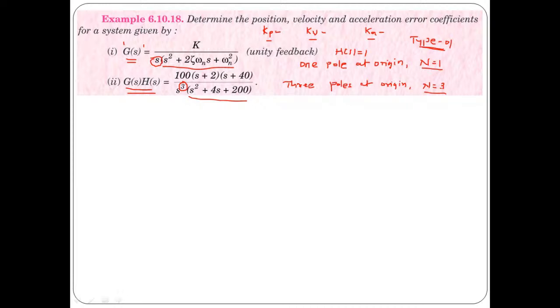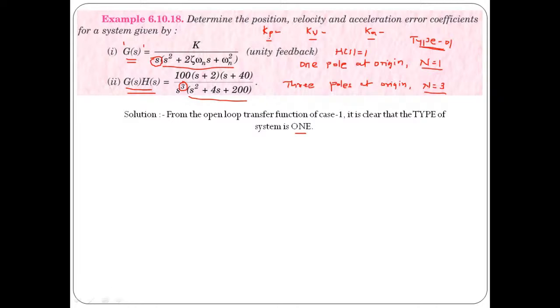So, the very first step that we need to implement in order to solve a numerical on either error coefficient calculation or steady state error calculation is we need to find the type of system. What is the type of that system, whether it is type 0, 1, 2, 3 or so on. And then once we have decided that for case 1 the type of system is 1, then we straight away use our formulas to calculate the value of Kp.